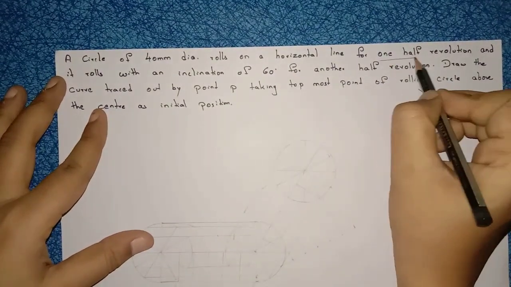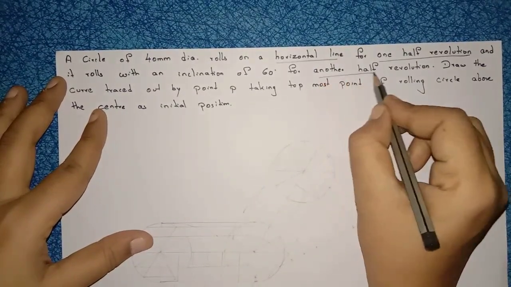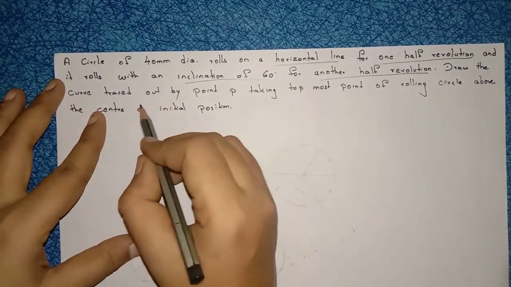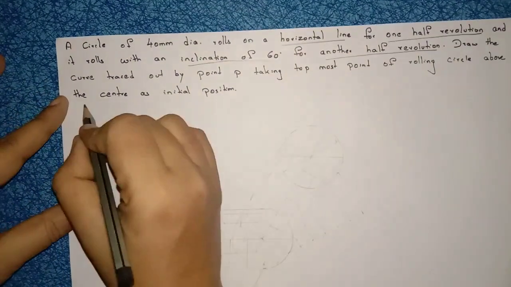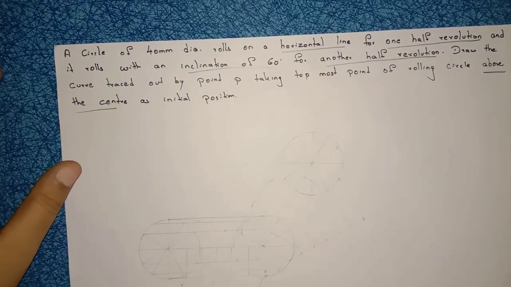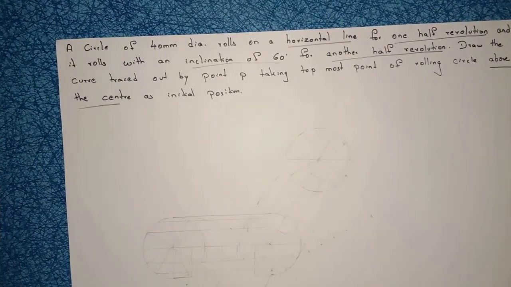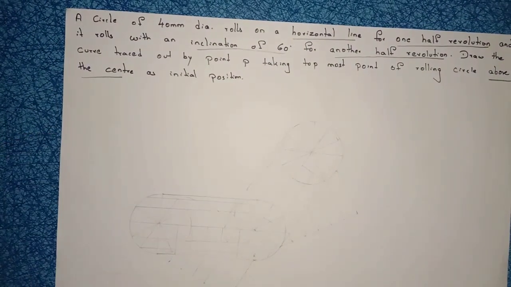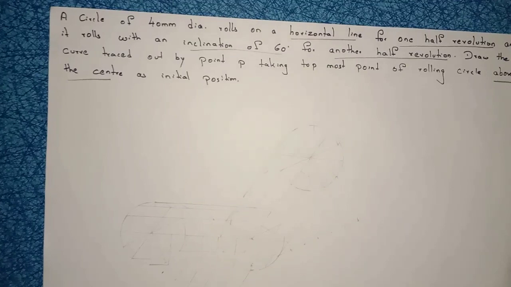See, for 1/2 revolution, the circle is rolling on a horizontal line. For the remaining half revolution, it makes an inclination of 60 degrees. Draw the curve traced out by point P, taking P as the topmost point of the rolling circle, above the center of the circle. Right? Now same process, same problem.